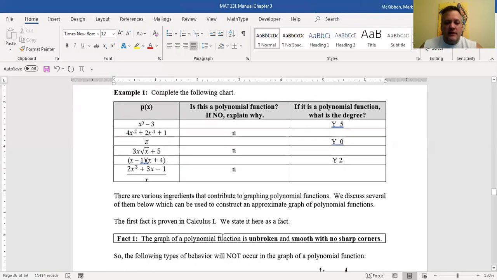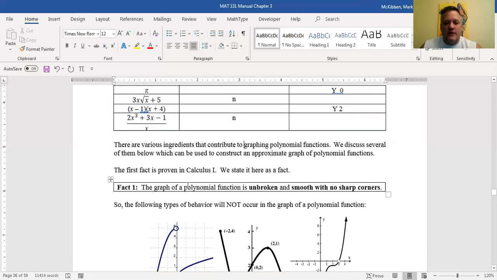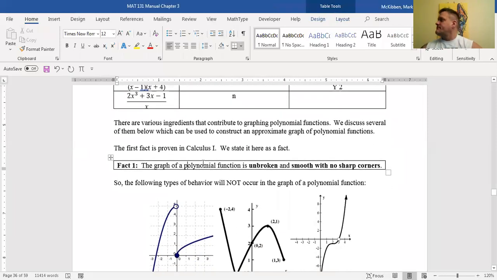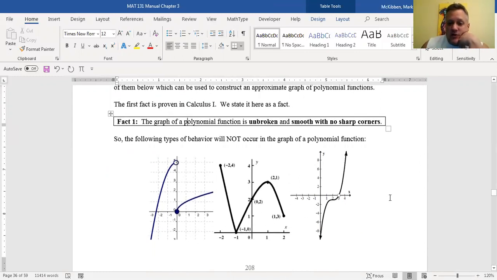Okay, so the next fact of interest is that the graph of a polynomial is always going to be unbroken, so there are never any holes in it, and there are never any sharp corners, right? And so you won't have anything that looks like this, or even a hole like that. That won't happen. You won't have any sharp corners like this, okay? These, again, are facts that you prove later. This deals with continuity and differentiability in Calc 1. But for now, we're going to assume that these sorts of phenomena will not happen.